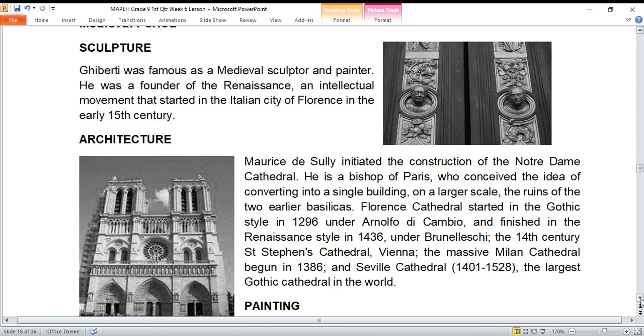Florence Cathedral started in the Gothic style in 1296 under Arnolfo di Cambio and was finished in the Renaissance style in 1436 under Brunelleschi. There is also the 14th century St. Stephen's Cathedral, Vienna. The massive Milan Cathedral began in 1386, and Seville Cathedral, built 1401 to 1528, is the largest Gothic cathedral in the world.